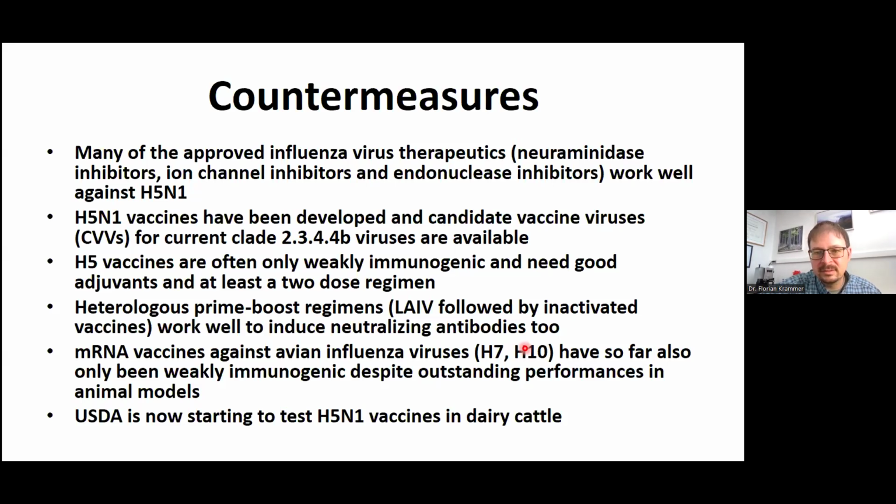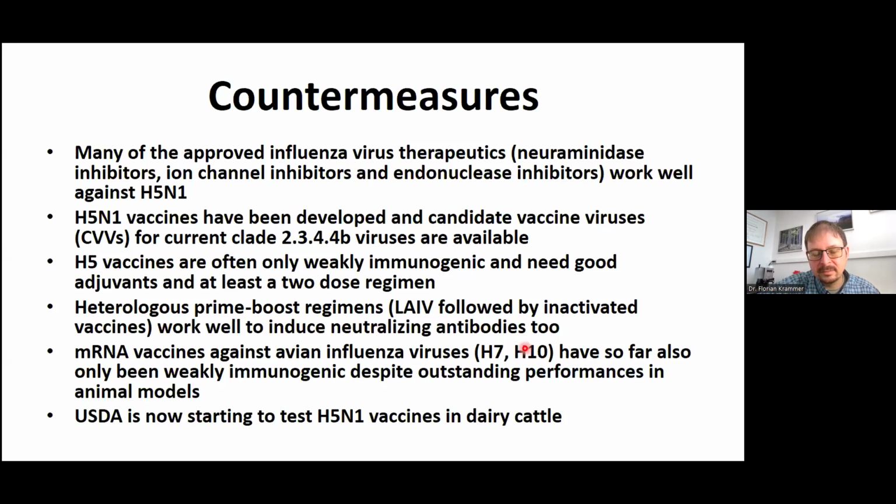We also have vaccines and vaccine candidates for H5N1. H5N1 vaccines have been developed as early as 1997. The problem is that they're not super immunogenic, and they usually need to be given with an adjuvant. And then there are also heterologous prime boost regimens where live attenuated vaccines are given first, and then inactivated vaccines against H5 are given a few weeks later, and that typically enhances neutralizing antibodies.